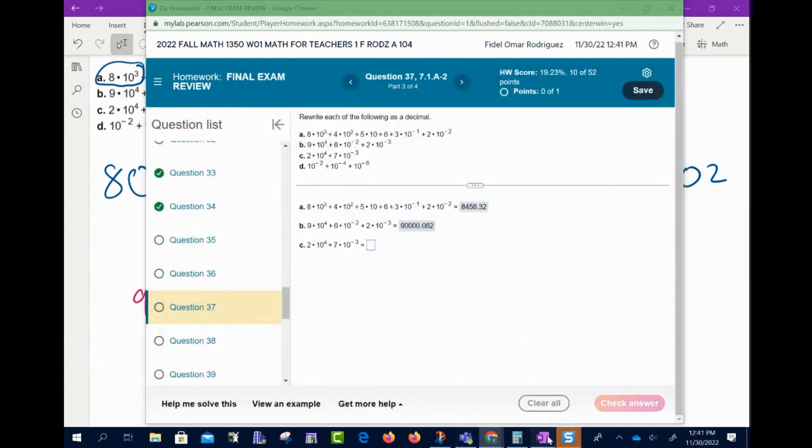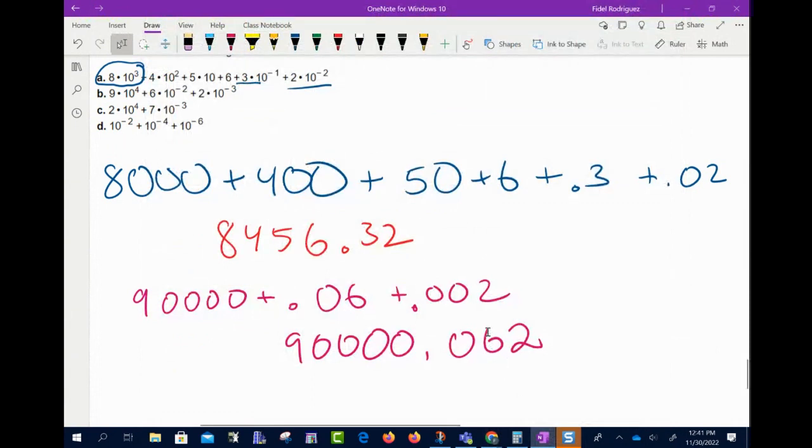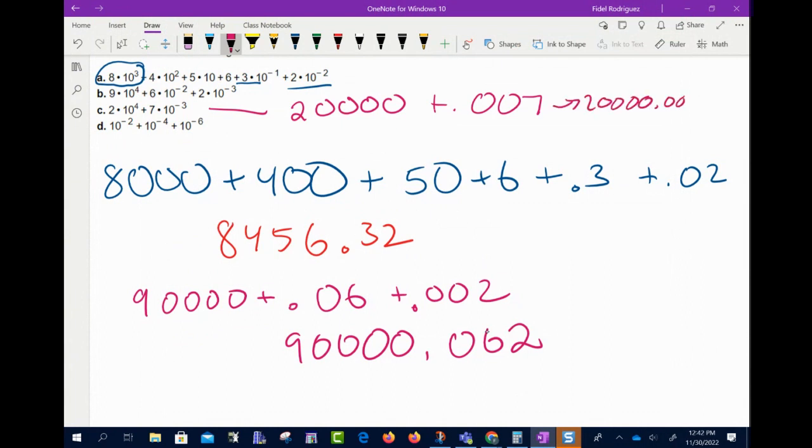Okay, let's do part C. So part C, 2 with 4 zeros behind it. Okay, so I'm going to write it right here. 1, 2, 3, 4. And then the number 7 and the 3 means I'm moving the decimal point 3 spaces to the left. So 1, 2, and then 3. So that number right there, y'all, would be 20,000.007.